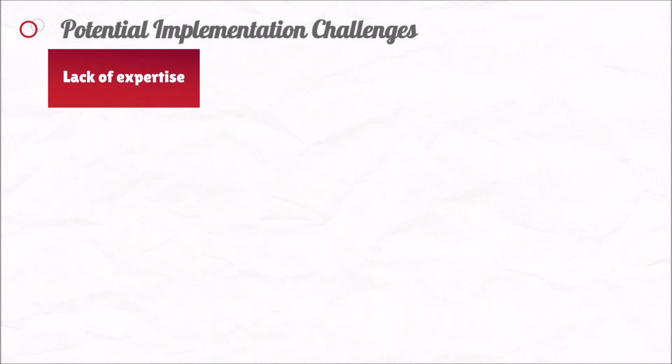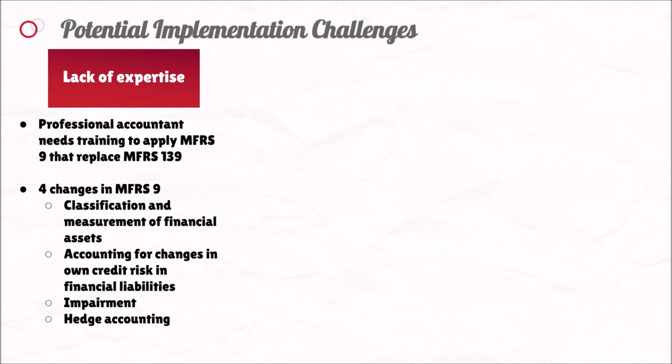In addition, in general, when there is a transfer from old accounting standards to new accounting standards, or amendment of old accounting standards to new accounting standards, there will be a lack of expertise. In this case, professional accountants need training to apply MFRS 9, which replaced MFRS 139. There are 4 changes in MFRS 9, which are classification and measurement of financial assets, accounting for changes in own credit risk in financial liabilities, impairments, and hedge accounting.